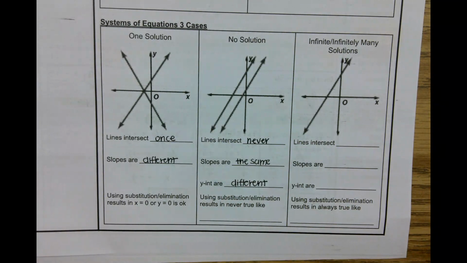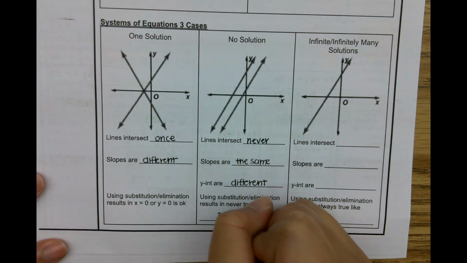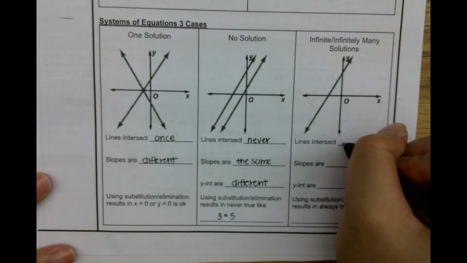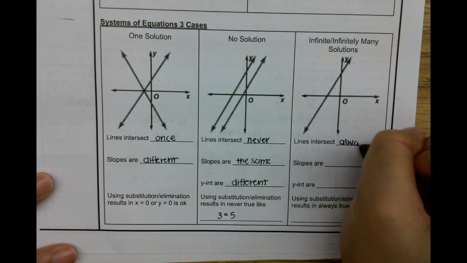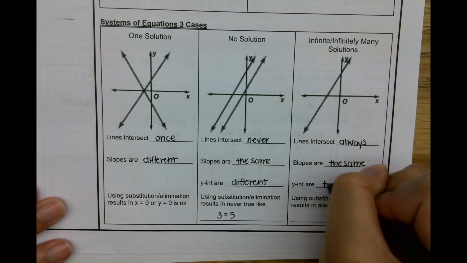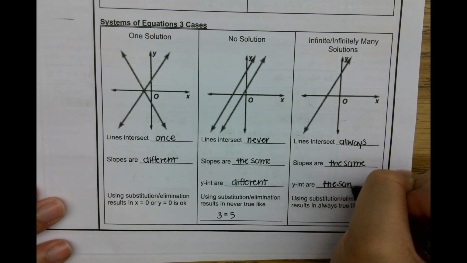We know that this is the case when we're using substitution or elimination and we result in something that is never true, such as 3 equals 5. And then our third situation is when we have infinitely many solutions. That's when our graphs are right on top of each other. The lines intersect in every single point on that line. The slopes are the same, the y-intercepts are the same because they are the exact same line.